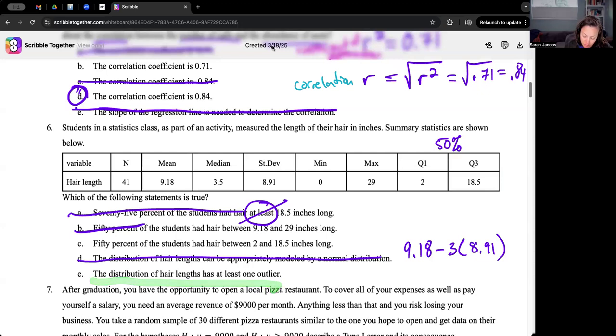So this is a good little review on outliers. There's a cat being bad. I hear you. Monster kitties. So let's review a little bit on outliers.